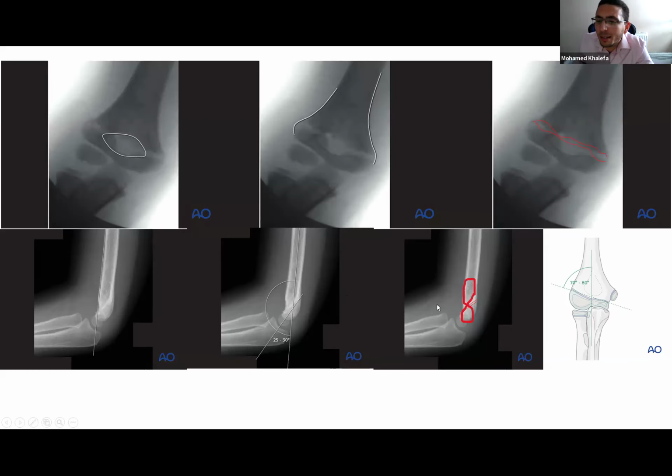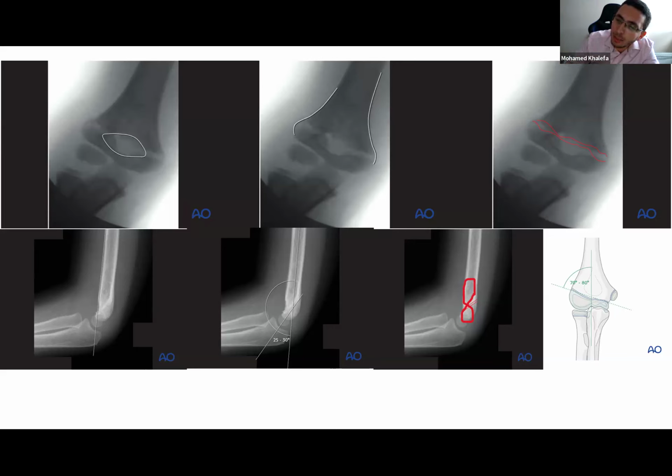That's about it really. And then the fixation, as discussed before, you can put either crossed wires or three divergent wires. And then you say, I will put the lateral wire first, achieve stability, and then you put the medial wire. Why is that? Because you need to extend the elbow to prevent the medial nerve, the ulnar nerve injury. So if you extend the elbow without a wire, then you will lose reduction. So that's why you put the lateral wire first.